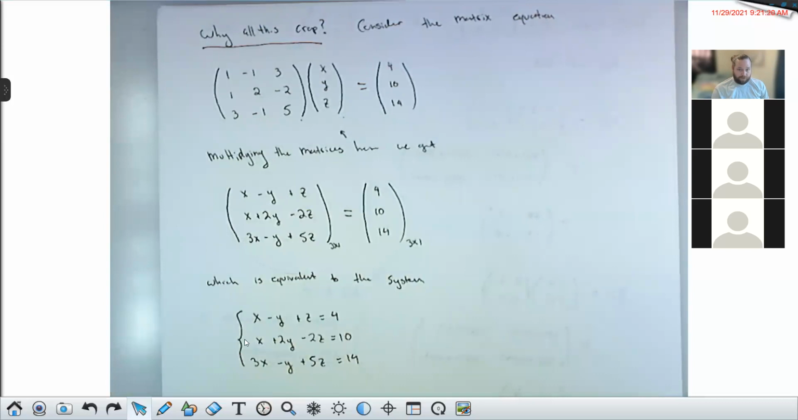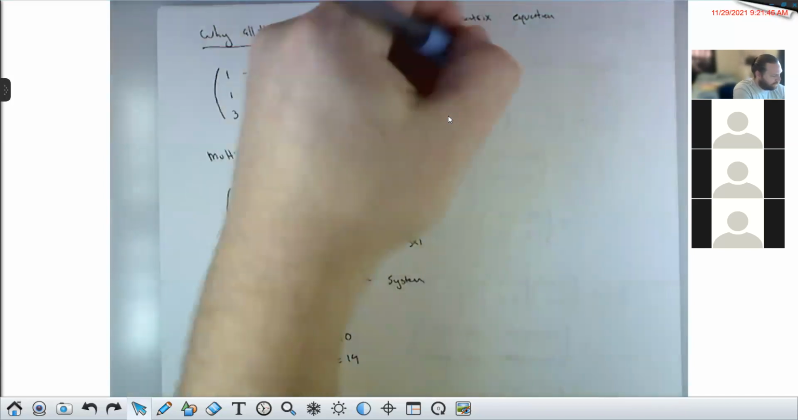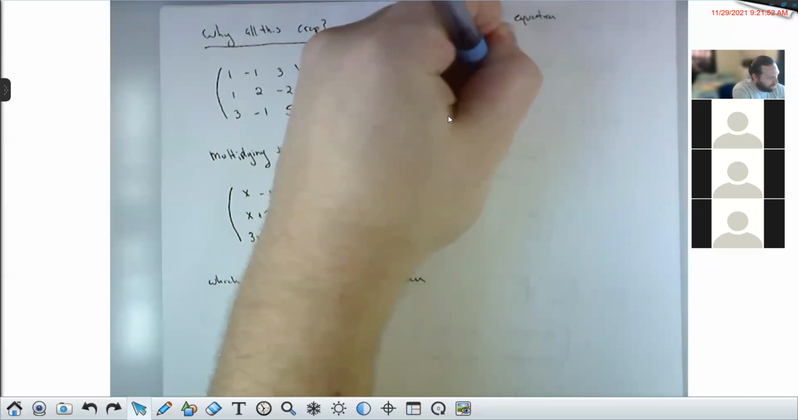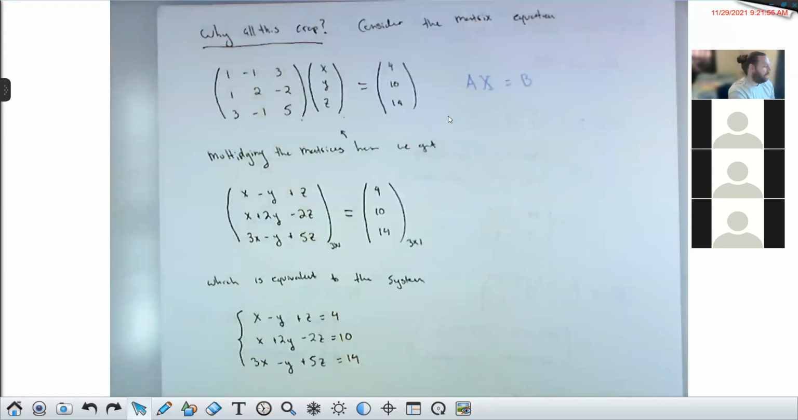And what that means is this system is equivalent to this matrix equation, which is equivalent to this matrix equation. So if I wanted to solve this system, I could write this matrix equation and then try to solve this matrix equation. And normally we would say this equation is of the form capital A times capital X equals capital B, where A is the coefficient matrix to this system, and B is the right-hand side.